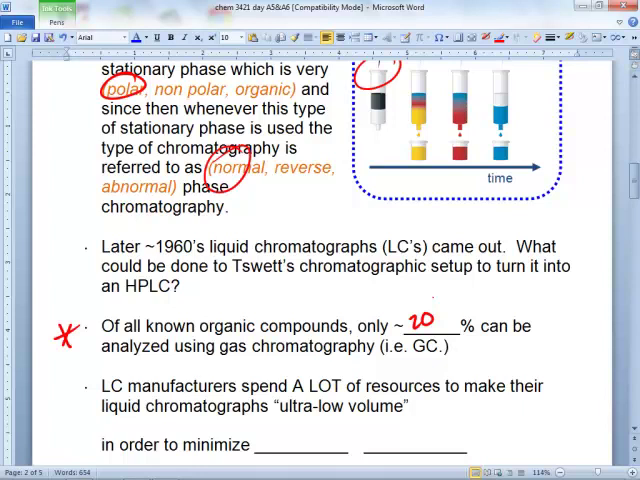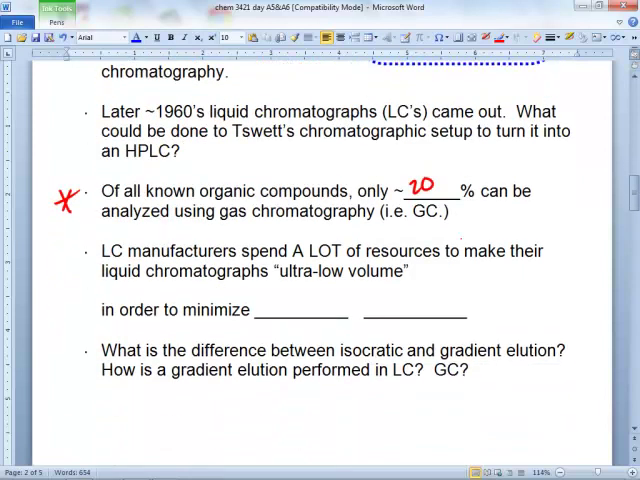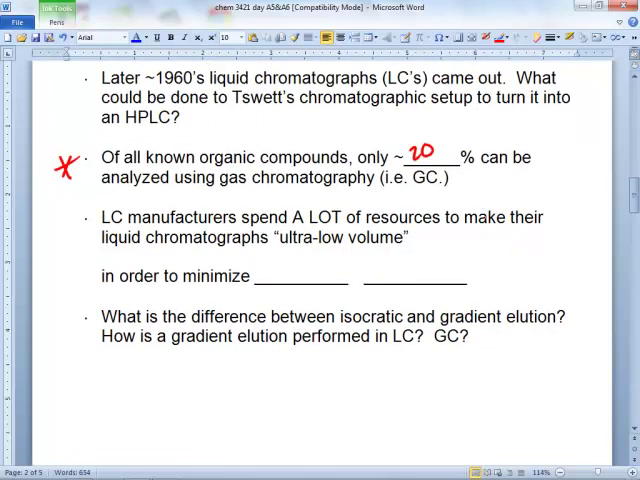And that's not always. Look at sugar. Try to vaporize sugar. It ain't going to happen. Right? Aspartame. A lot of those fancy drugs, other drug compounds too. Vitamins. LC manufacturers spend a lot of resources to make their liquid chromatographs ultra low volume in order to minimize.